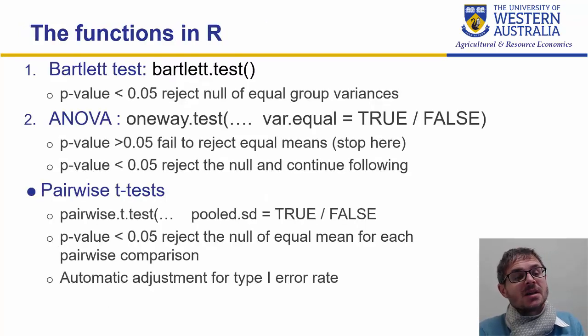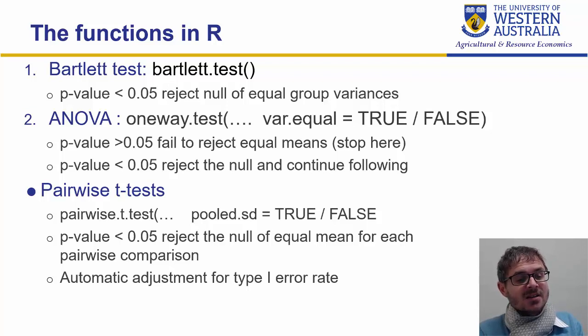What are the functions that we need to use? We need to use the Bartlett test function, no problems with that. So if we have a p-value for the Bartlett test less than 0.05, we would reject the null that all the group variances are equal. For the ANOVA test, which is implemented via the oneway.test function, one-way ANOVA would be the long name. Again, not too much different from what we know.